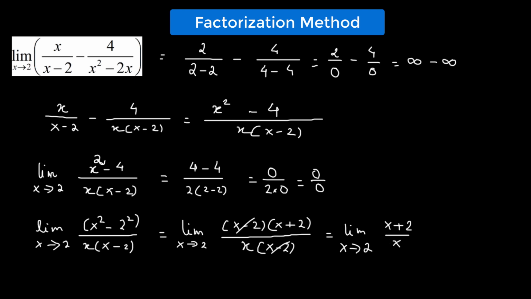Now we do the direct substitution for the value of x. We have 2 plus 2 divided by 2. So 2 plus 2 will be 4. So 4 divided by 2 will be equal to 2. So this is going to be the limiting value of the given rational function.